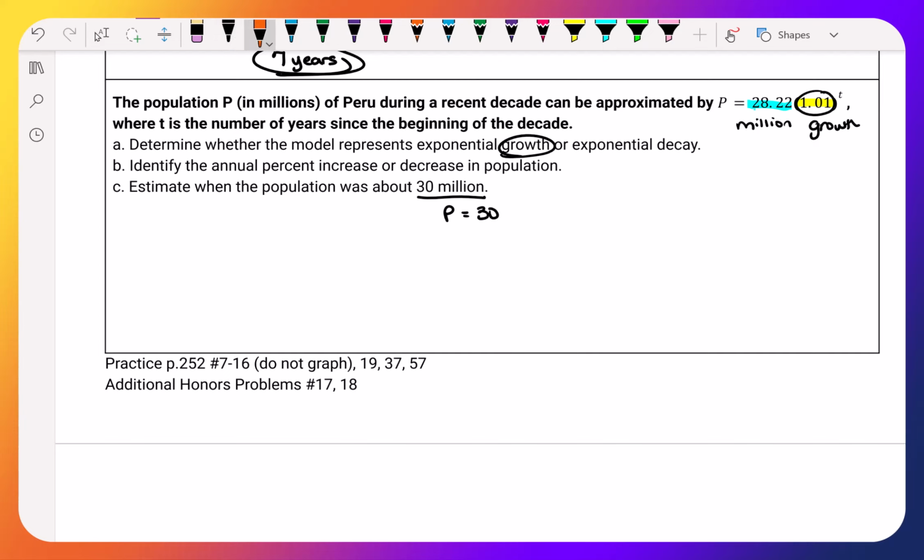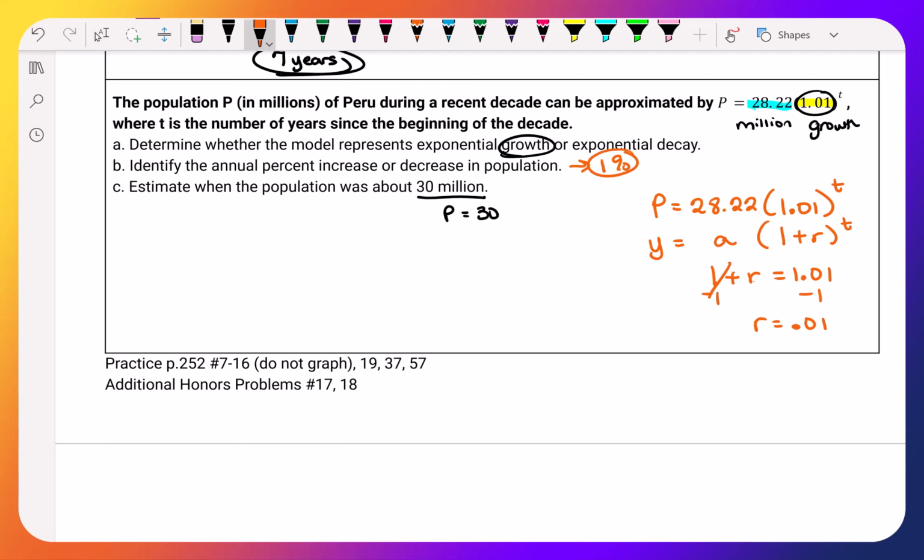So I know that this is a growth. The math part of it is that we are going to figure out exactly how much this is growing, and a lot of you can just do growth in your head. So the model for growth is y equals a, your initial amount's 28.22 million, times 1 plus r. So all you have to do is simply think 1 plus what number equals 1.01. Mathematically you're just subtracting 1 and it's 0.01. So your growth is going to be 1%. 1% growth. So teeny tiny growth.